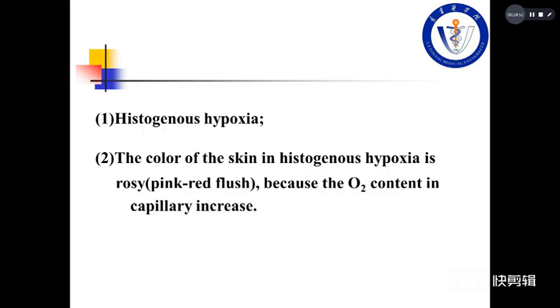Now you know it belongs to histotoxic hypoxia. Color of skin in histotoxic hypoxia is rosy, also called the pink red flush, because the oxygen content in capillary blood increases. Why does oxygen in the tissue capillary blood increase?